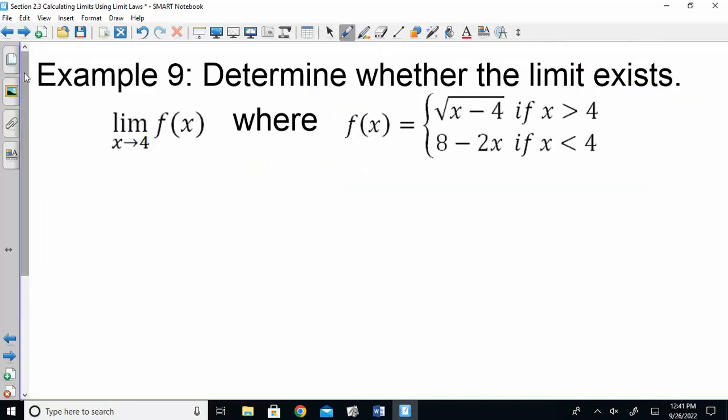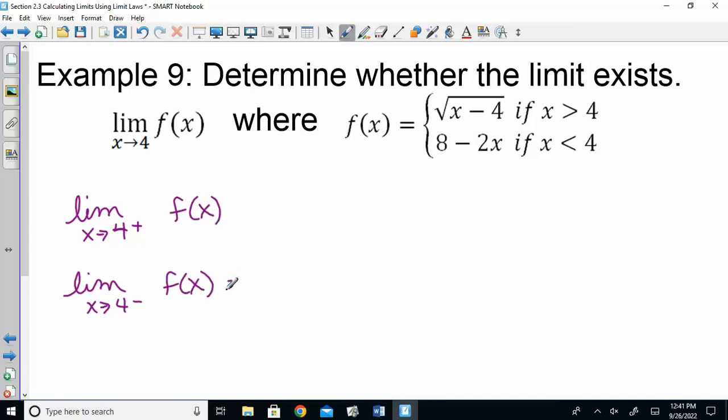I want you guys to see if you can figure out if there's a limit as x approaches 4 of this function. So it's a piecewise function. You need to figure out the limit as we approach 4 from the right and the left and see if there would be an overall limit.